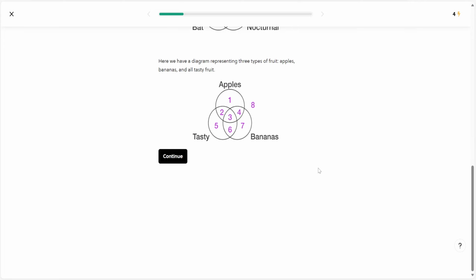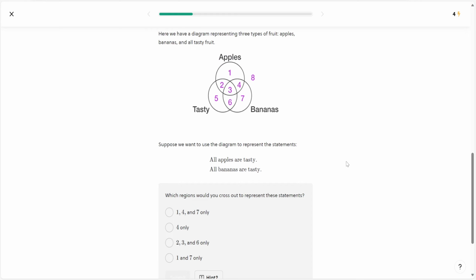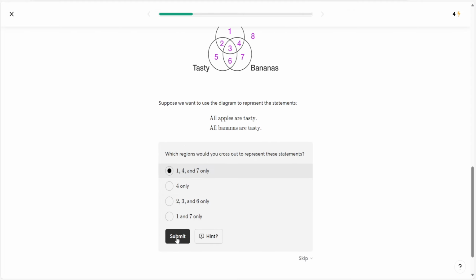Here we have a diagram representing 3 types of fruits, apples, bananas, and all tasty fruit. Suppose we want to use the diagram to represent the statements, all apples are tasty, all bananas are tasty. Which regions would you cross out to represent these statements? So we'd cross out 1, 4, 7, and 8. 8 isn't an option, so 1, 4, and 7.